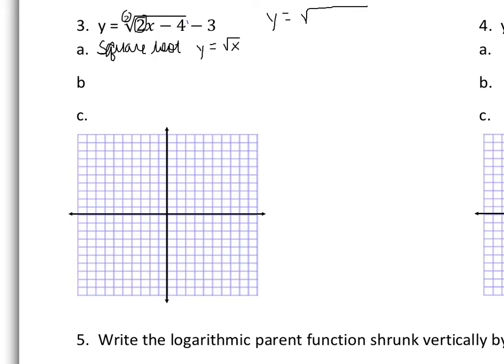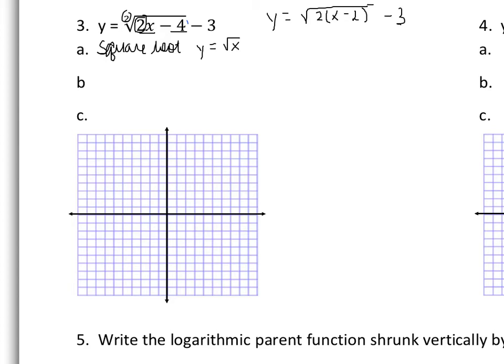Just like we did when we were doing reflections, we had to factor out that negative. Well, now I'm going to factor out that 2. So if I take 2x and divide it by 2, I'm left with x. If I take minus 4 and divide it by 2, that's a negative 2, so it's going to be a minus 2. Now this is still under my square root. And then I'm going to have the minus 3 on the outside.